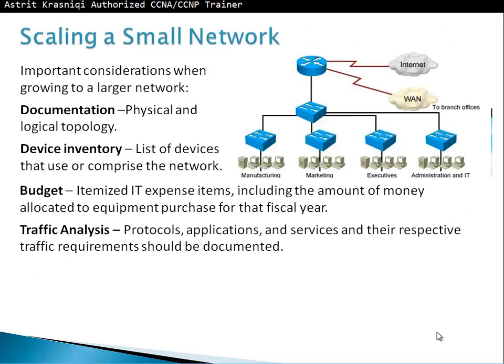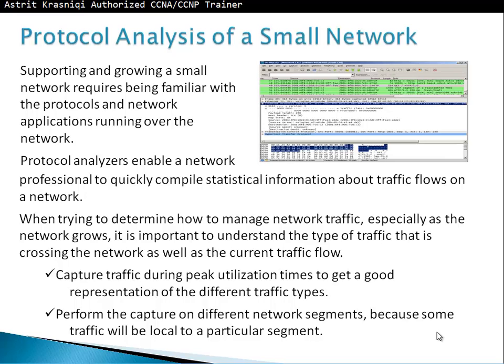Scaling a small network. An important consideration when growing to a larger network is documentation: physical and logical topologies. Device inventory, a list of devices that use or comprise the network. Budget, itemized IT expenses, includes the amounts of money allocated to equipment purchased for the fiscal year. Traffic analysis: protocols, applications, and services and their respective traffic requirements should be documented.